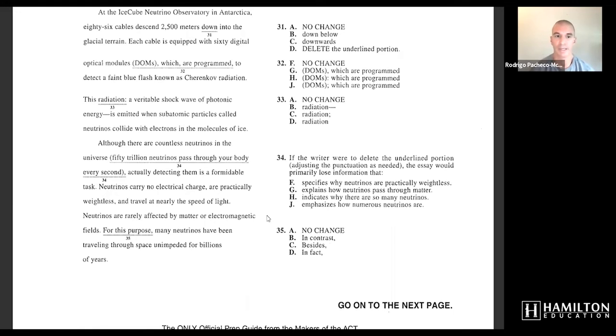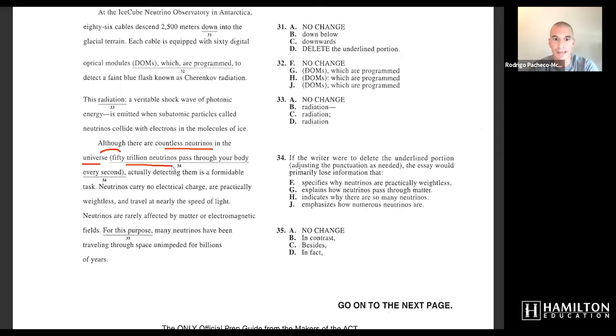I'm going to start at the very beginning of this paragraph. "Although there are countless neutrinos in the universe, 50 trillion neutrinos pass through your body every second. Actually detecting them is a formidable task." So what is this parenthetical statement doing? What does it add to the sentence? Well, the main idea is that there are many, many neutrinos, countless neutrinos in the universe. What is the relationship between that idea and what we find in the parenthetical statement?